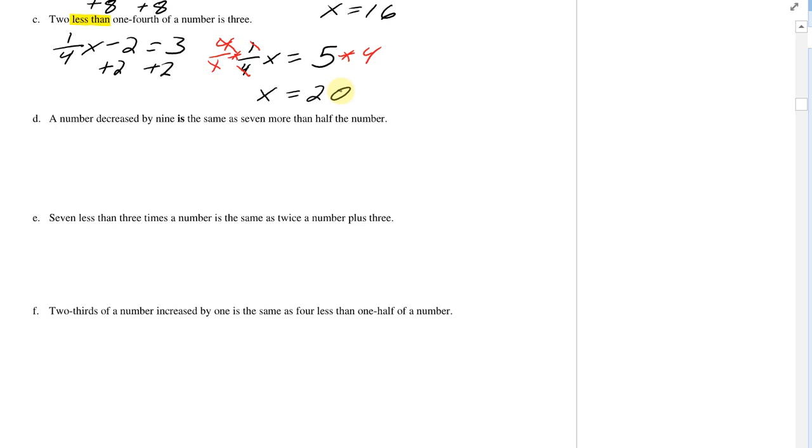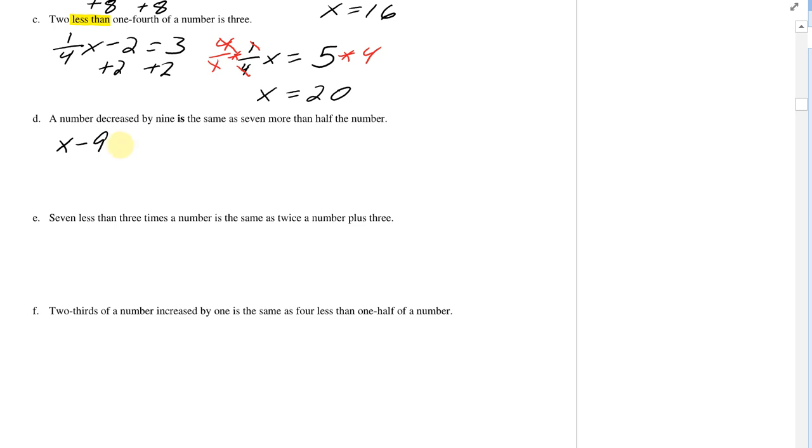Okay, moving on to D. A number decreased by 9 is the same as 7 more than half the number. All right, so this actually has 2 pieces to it now. Notice that I have is the same as, so there's an equal sign right in the middle of this. So let's start with this first phrase. A number decreased by 9. So a number decreased by 9, x will be the number, and then to decrease by 9, I just subtract 9. That would be the first part.